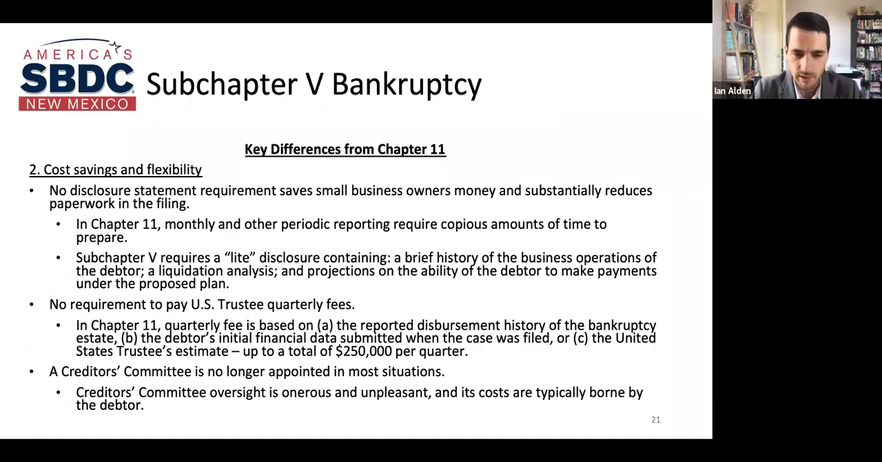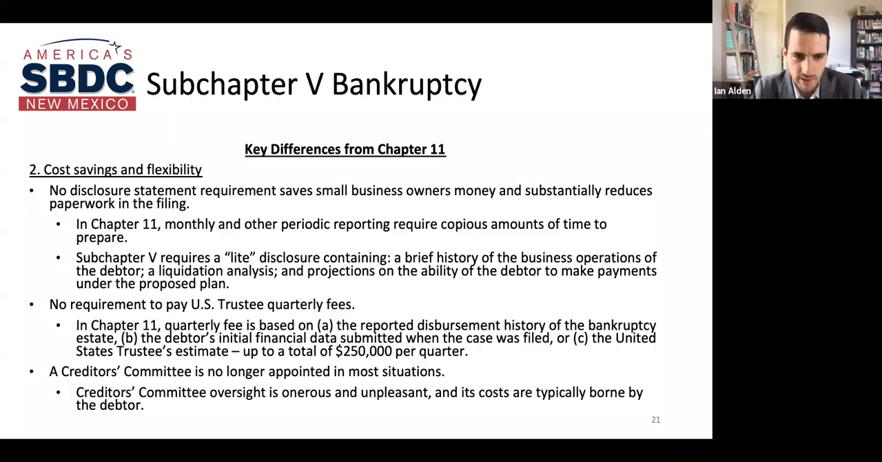There's no creditors committee, at least not by default. One can be appointed, but they're not by default, and their appointment is rare in Subchapter 5, which is nice because a creditors committee is a band or union of creditors who have all come together adverse to you as the debtor and are tasked with making your life difficult by proposing their own plans of reorganization, by trying to down talk yours, by scrutinizing your assets and proposing, well, why don't you do this? Why don't you do that?